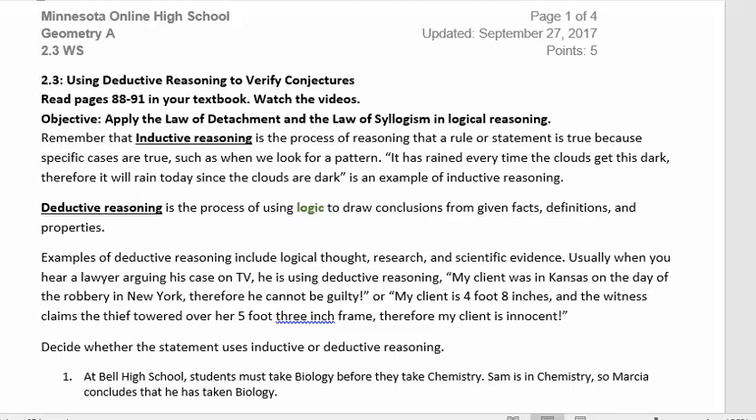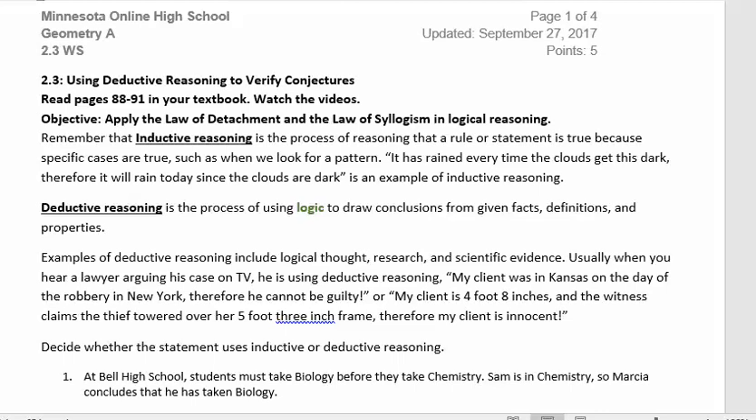So we already did inductive reasoning. That was when a rule or statement is true because specific cases are true, like when we look for a pattern. So here's an example of inductive reasoning. It rained every time the clouds got this dark, therefore it'll rain today since the clouds are dark. So you're looking at what's happened in the past and you're looking for a pattern. That's inductive reasoning.